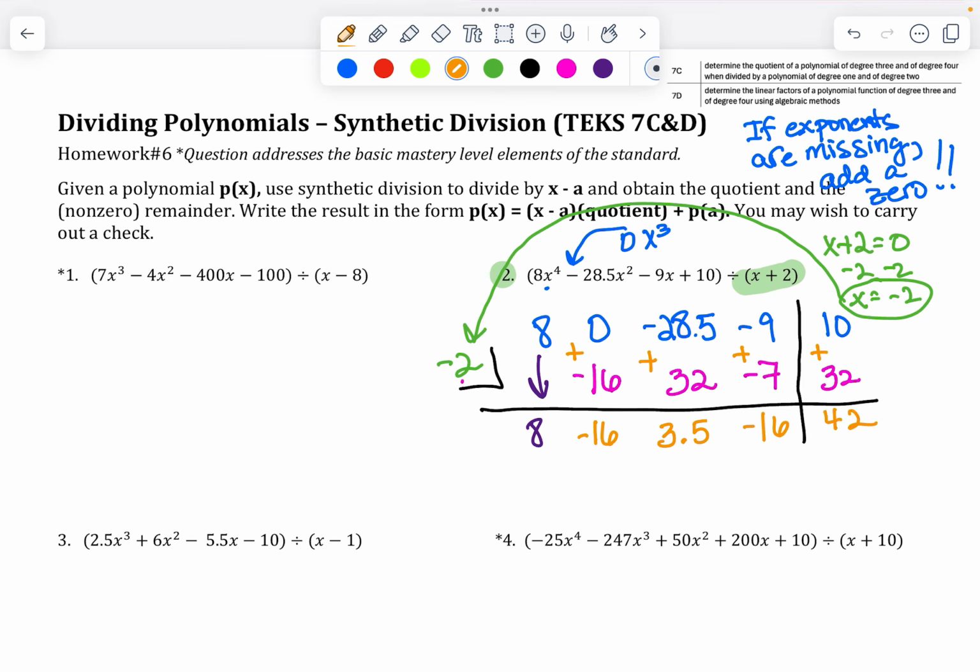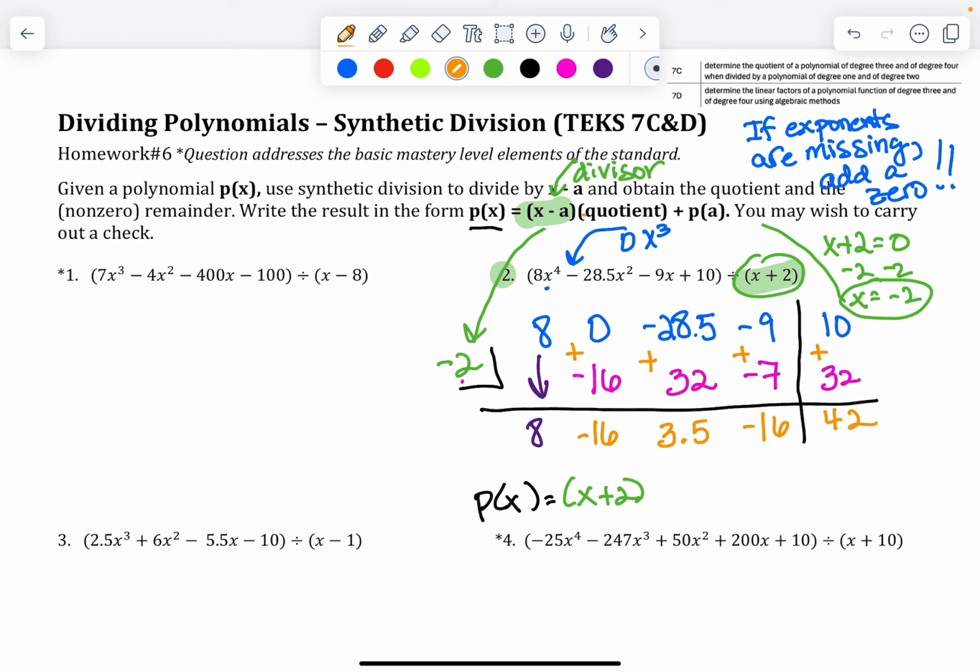Now this section, they want you to write your answer just a little different. I need to erase this right here. All right, so what they want you to do is they want you to write P of X. Then they want you to write right here, this very first part. That is your divisor. So my divisor of the problem was this x plus 2.